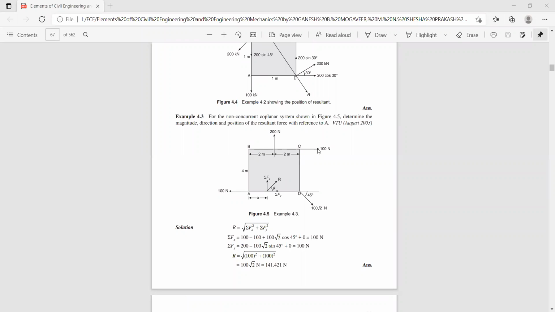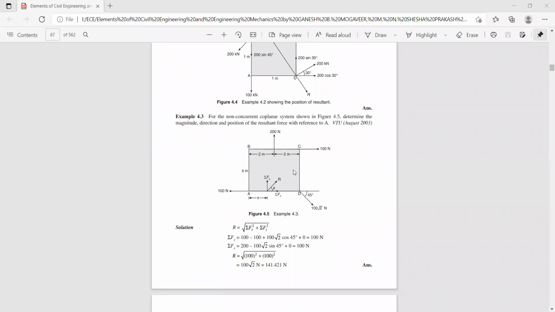Next, if you consider this 100 Newton force, it is acting like this, correct? It is acting along line BC, and the perpendicular distance with respect to point A is 4 meters. If you consider the moment, it creates a clockwise moment with respect to point A. That is force into the perpendicular distance. It creates a clockwise moment.